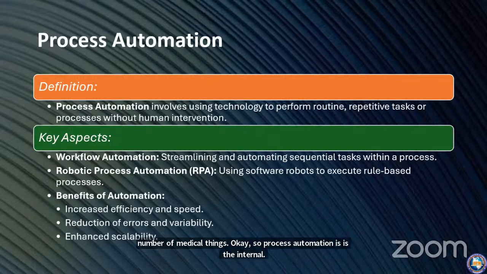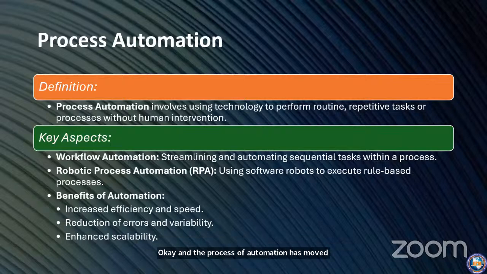Okay, and the process automation has moved from technical things to robotics. And that's why we're talking about artificial intelligence. Process automation involves using technology to perform routine, repetitive tasks or processes without human intervention.